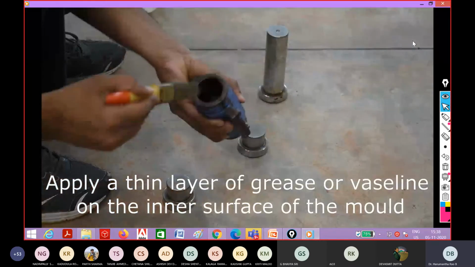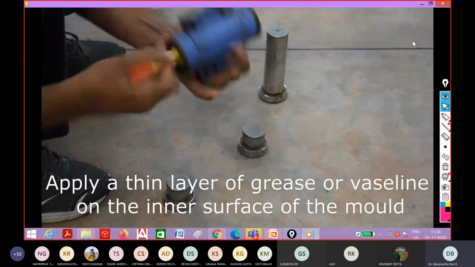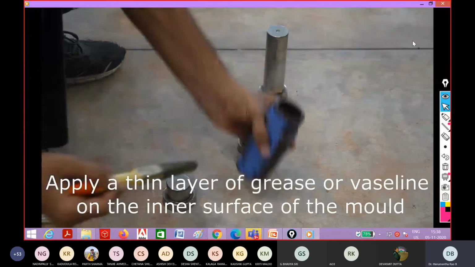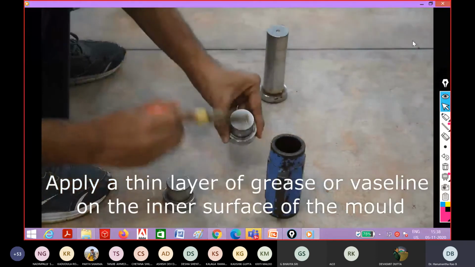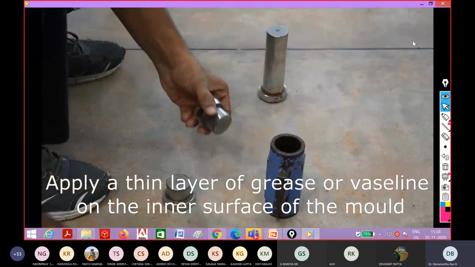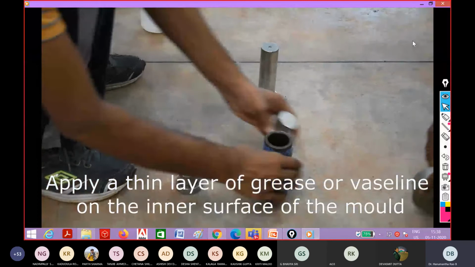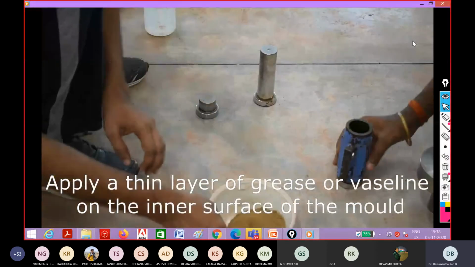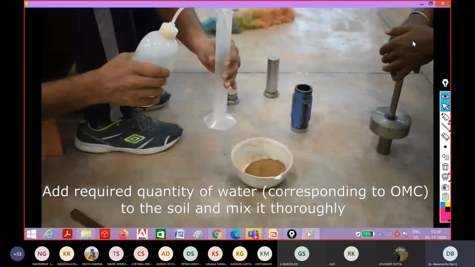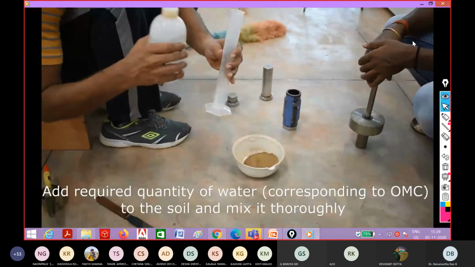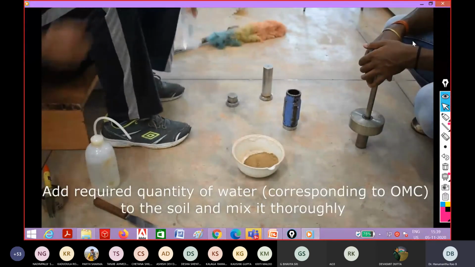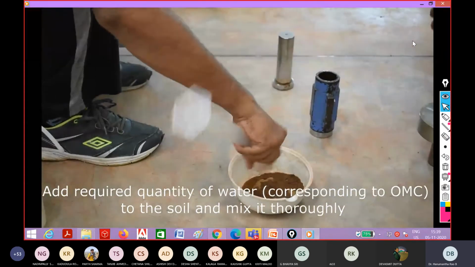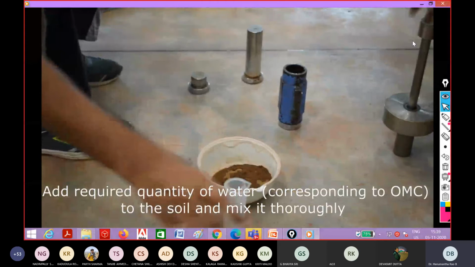Since the sample will be compacted within the mold, it is better to apply some kind of grease to the mold and to the top and bottom plungers. You can see the mold is kept on top of the bottom plunger. Now add the desired amount of water, which has been calculated based on the gamma d max and OMC.